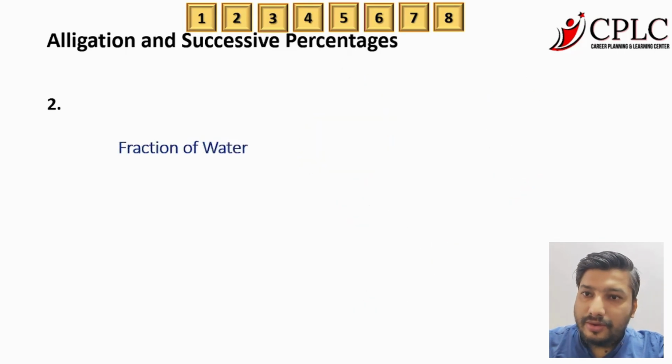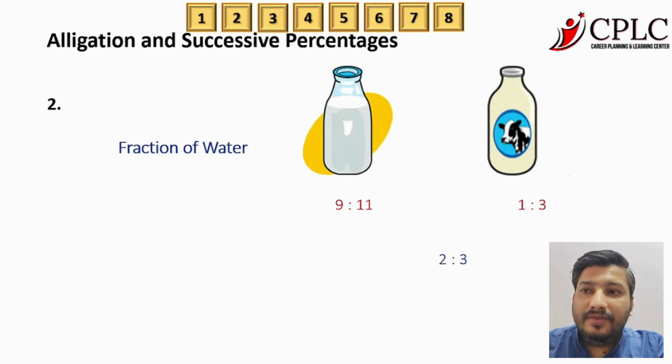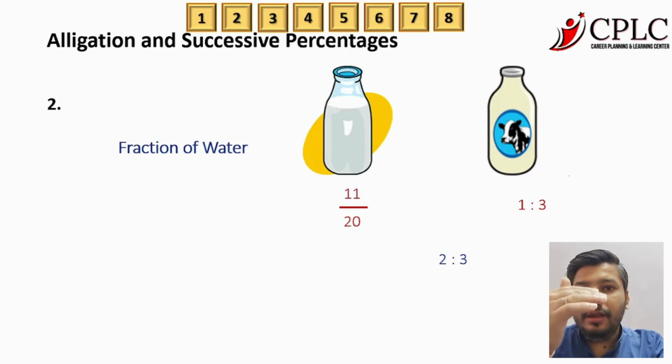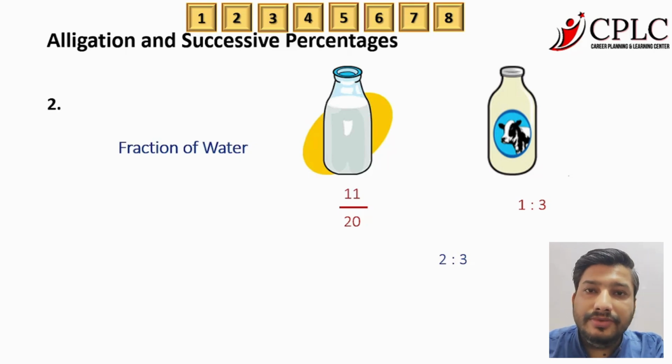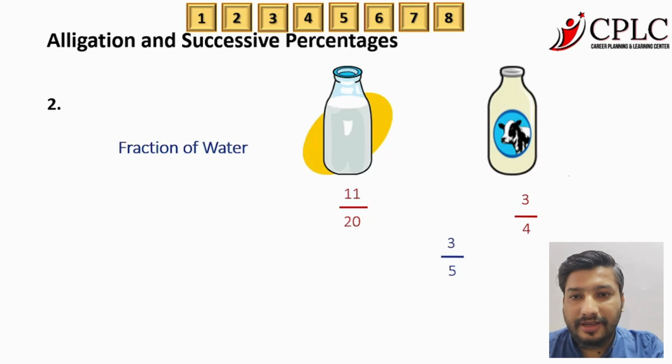So same thing, we'll have to take the fraction of water. In the first vessel, out of 20 parts, water is only 11 parts, because the ratio of milk and water was 9:11, if you remember. So the fraction becomes 11/20. In the second vessel, the ratio is 1:3. So the fraction of water becomes 3/4, and after mixing it becomes 3/5.